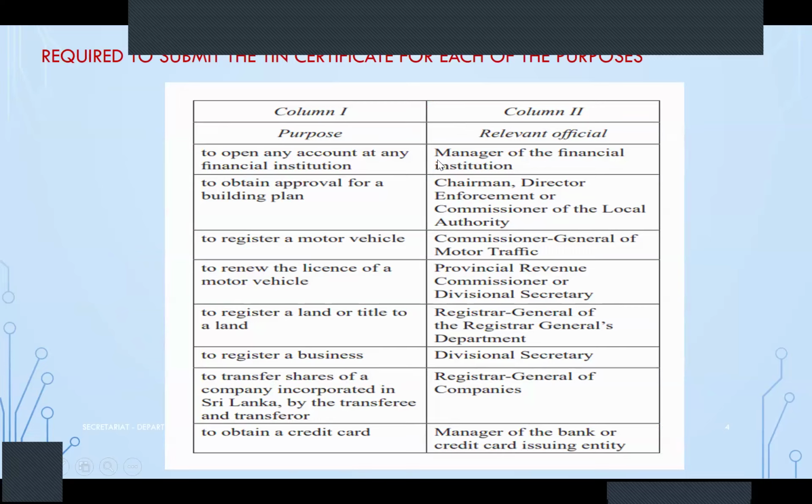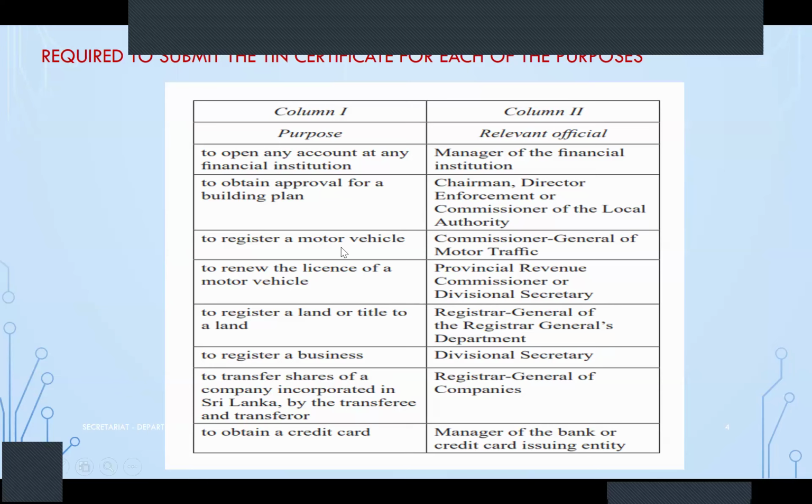To open any account at any financial institution, if you want to open a bank account, you should obtain a TIN and provide that TIN to the manager of the financial institution. To obtain approval for a building plan, if you are going to construct a building, you should obtain a TIN and provide your TIN number to obtain that approval.